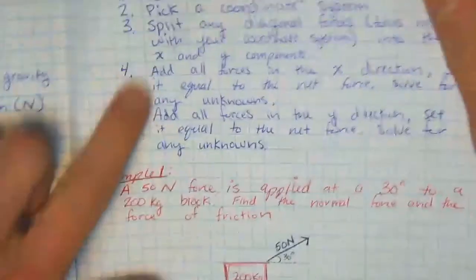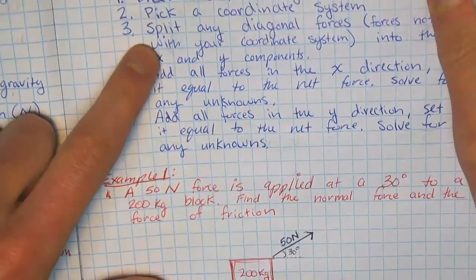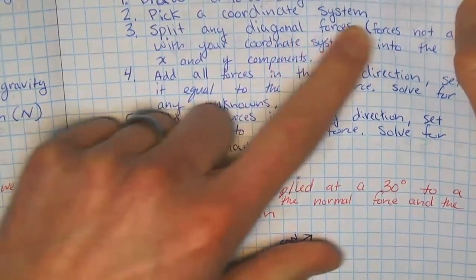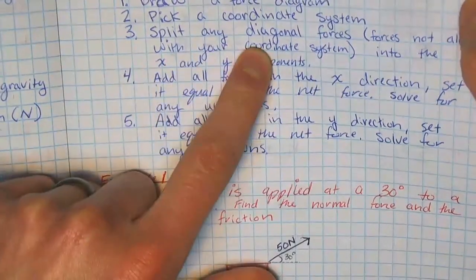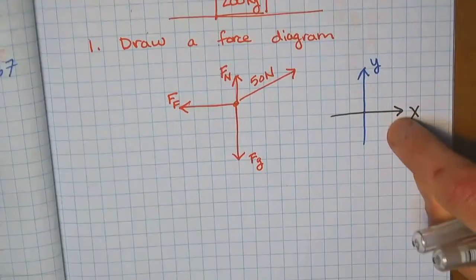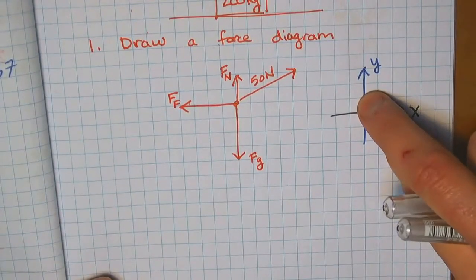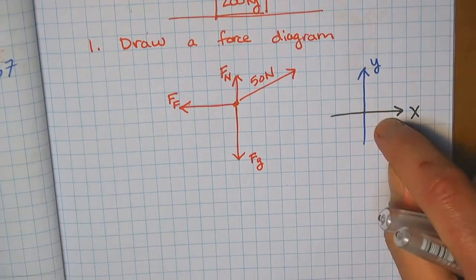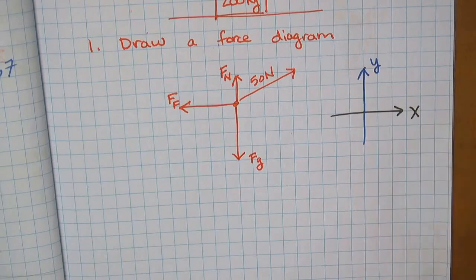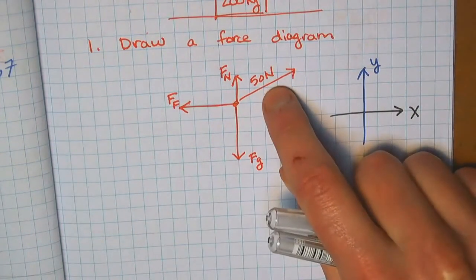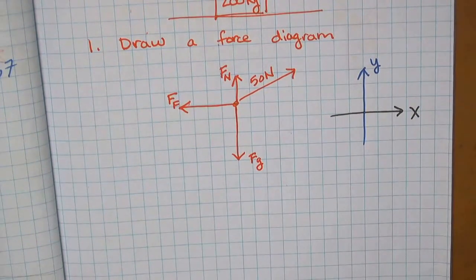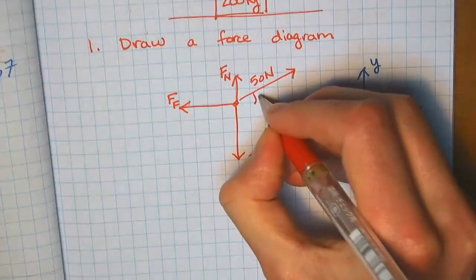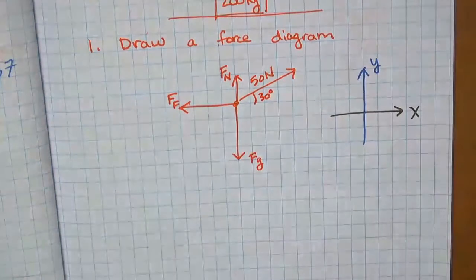Okay, number 3 says split any diagonal forces, which are forces that are not aligned with your coordinate system, into the x and y components. So any forces that are not either straight up and down or horizontal need to be broken into a horizontal piece and a vertical piece. That's going to be talking about this 50 Newton force right here. That's at a 30-degree angle here. So let's go ahead and do that.